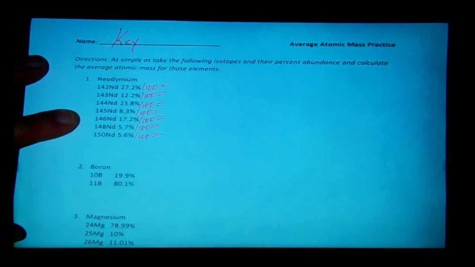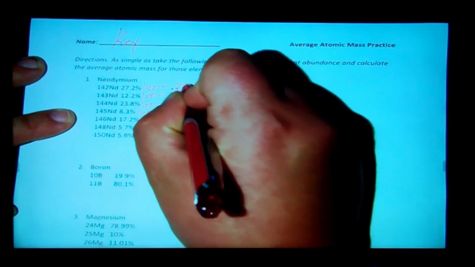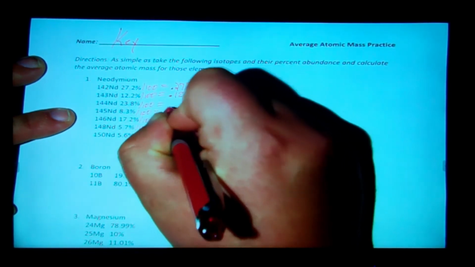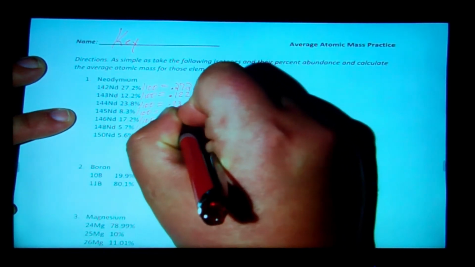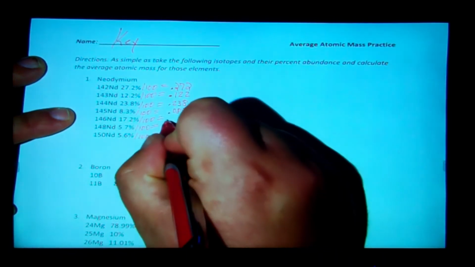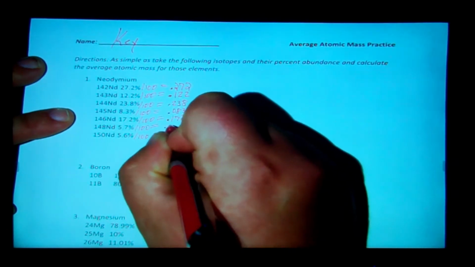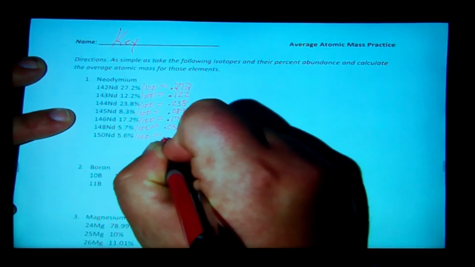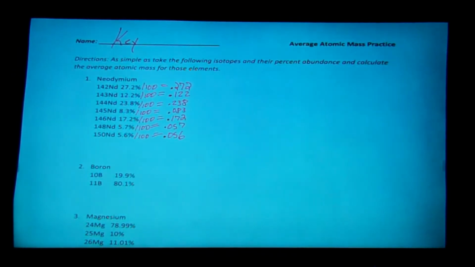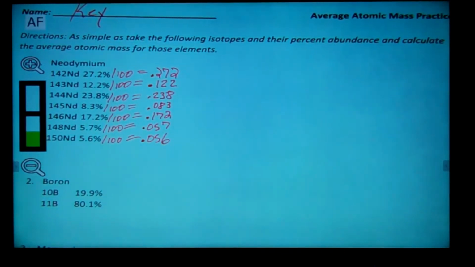So like the first one here, neodymium 142 is 0.272, 143 is 0.122, 0.238, 0.083, 0.172, 0.057, 0.056. Those are the percent abundances you guys should have got. I'm going to zoom in a little bit just in case those are hard for you to see.